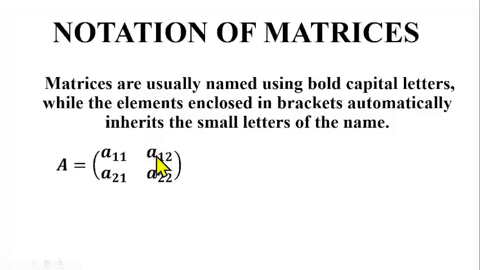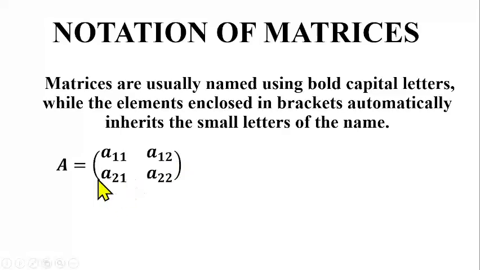This element is in the first row but second column. That's why you're having A12. Do we understand that this element here is in the first row but it's in the second column, because this is the first column, so this is the second column? So this element is in the first row, second column. You have A12.